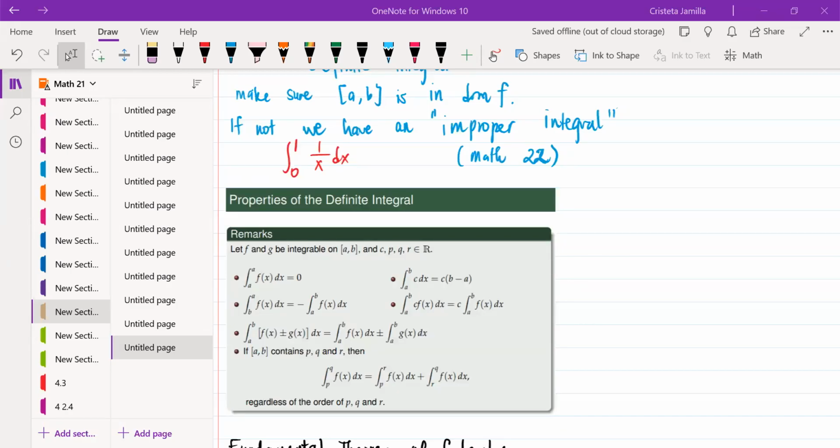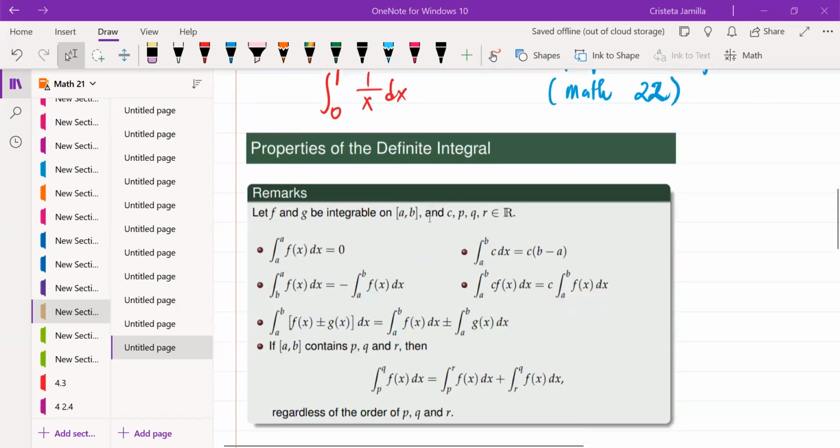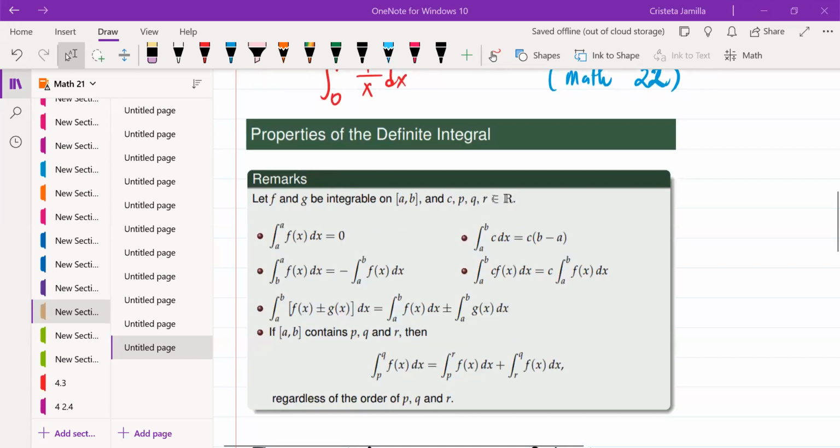Okay, so now let us proceed with the properties of the definite integral and the first fundamental theorem of calculus. In this part, we need to remember the following properties for your definite integral. As you can see, there are similar counterparts for the derivatives.